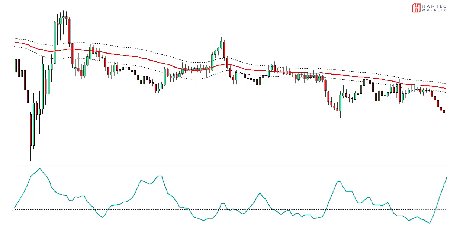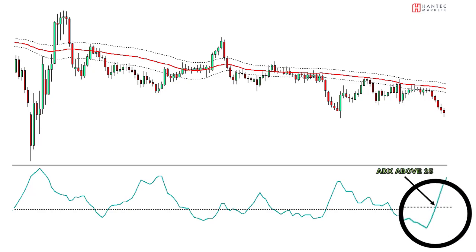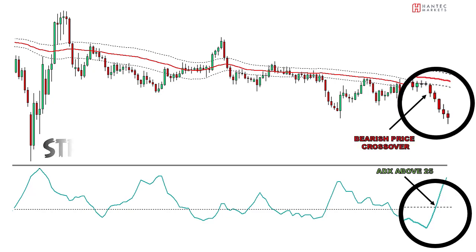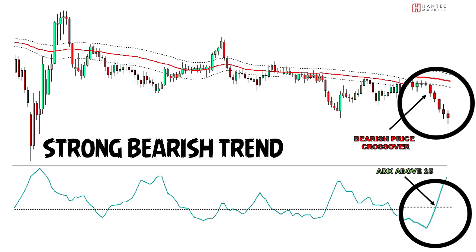In the example which is being displayed on the screen now, you can see that the blue line of the ADX indicator has clearly crossed and closed above the horizontal line which was placed at its 25 level mark, signaling to us that there's a strong trend in the markets. And when you look at the price action on the chart above the ADX indicator in this example, you will notice that price also crossed and closed below the 360 period simple moving average on the daily time frame of this currency pair when the blue line of the ADX indicator crossed above the horizontal line which was placed at the indicator's 25 level mark. This is simply telling us that there's a strong bearish trend in the market.